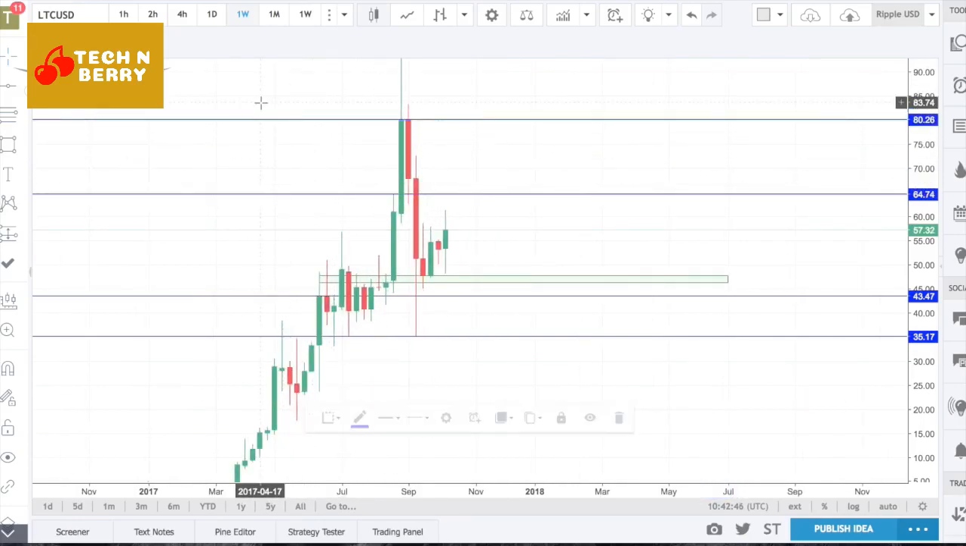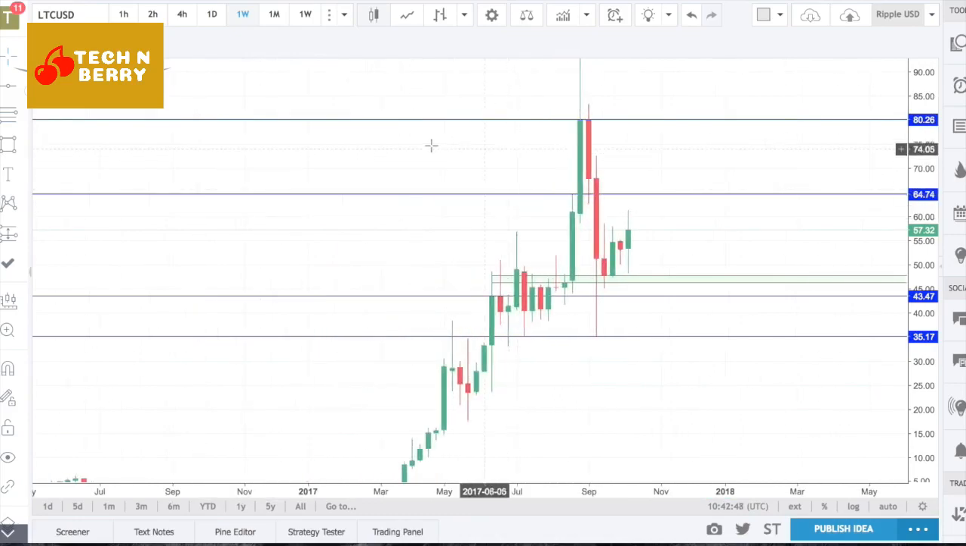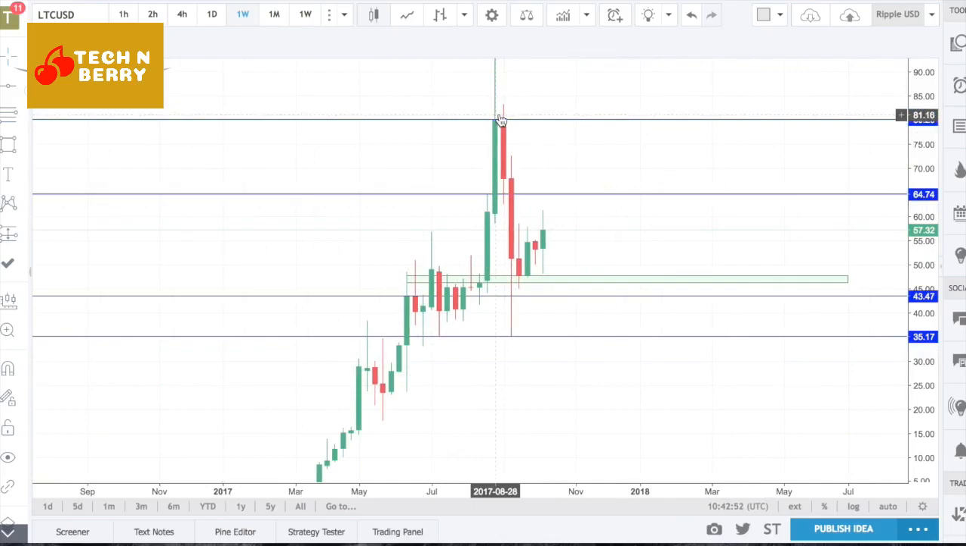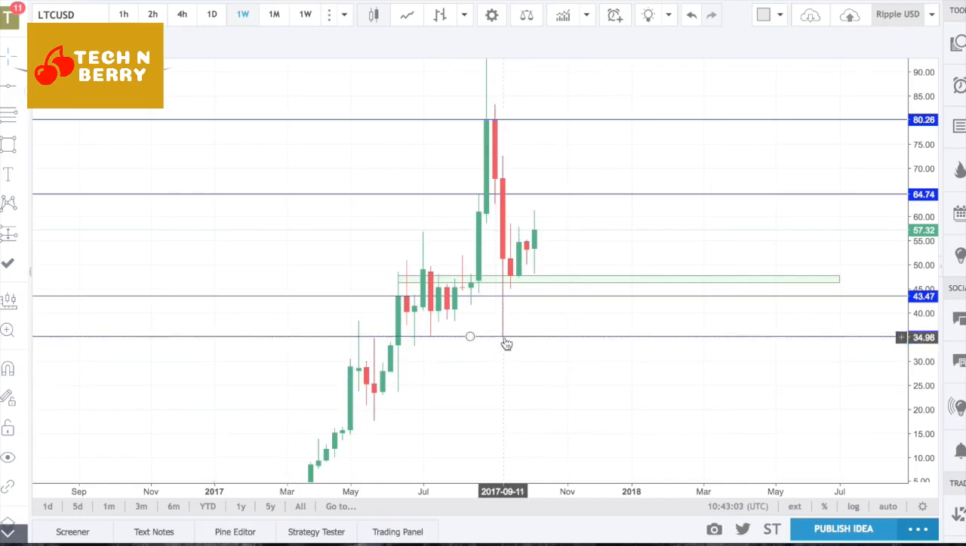Now we're on the weekly, we can see slightly clearer. This is where the real reversal happened. And from here we spiked up, we reversed perfectly. Price failed to close above this level 2 weeks in a row. We sunk all the way to $35. This level being crucial, as this is where all the buy orders are set, which sent the price slowly back up to its previous high.